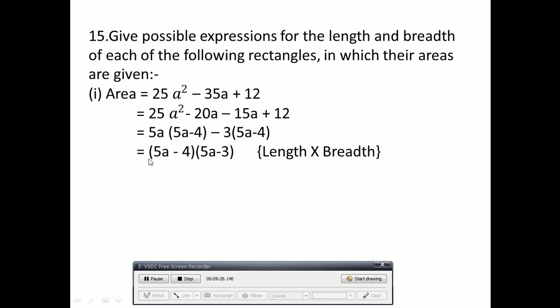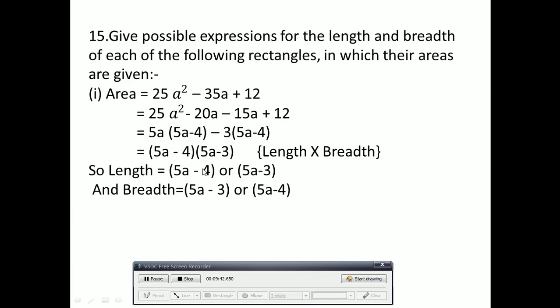So what can be the possible values of length and breadth? Students, we can take length as 5a minus 4, or we can take length as 5a minus 3, that means we can take any one as length and any one as breadth. So length can be 5a minus 4 or 5a minus 3, both are correct. Similarly, if 5a minus 4 is the length, then 5a minus 3 will be the breadth. Or if you take length as 5a minus 3, then the other will be the breadth. Is it clear?